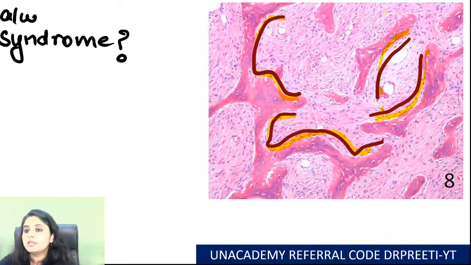Curvilinear bony trabeculae, and in between I have all fibrous tissue. Okay. Do you know of any syndrome with which fibrous dysplasia is associated? Any syndrome with which fibrous dysplasia is associated?